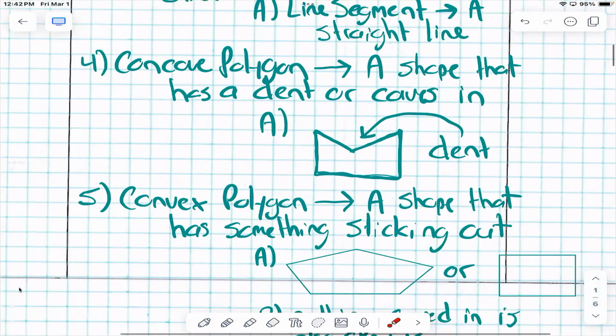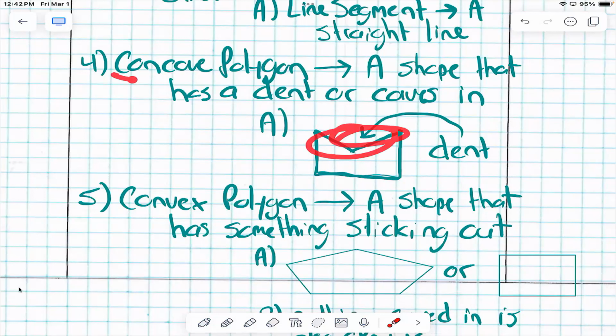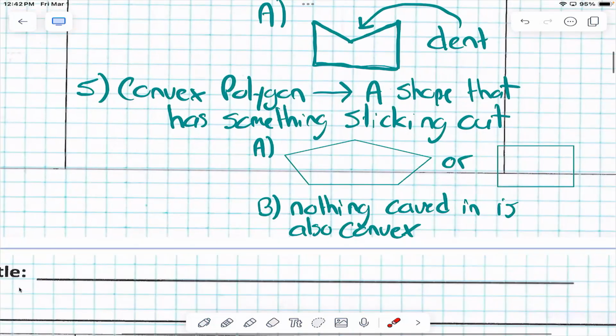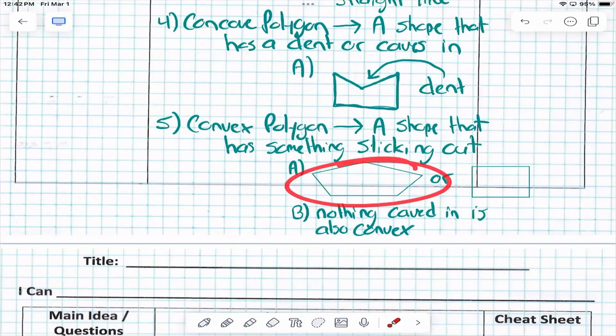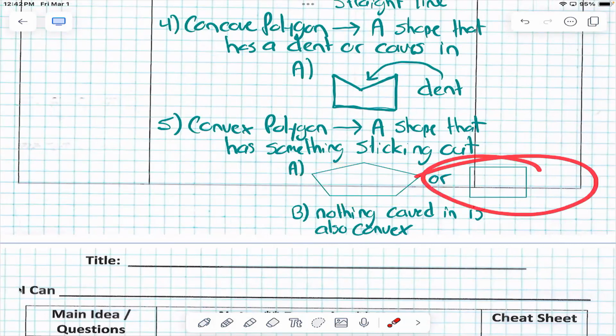If you have a shape with a dent in it, like right here, what kind of shape is that? Concave. If you have a shape that doesn't have a dent in it, maybe even has a stick out, or it's just a regular old shape with no dents, it's called? Convex.